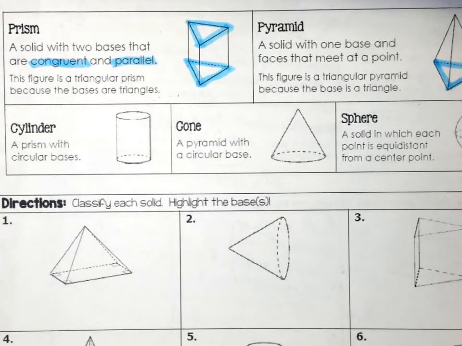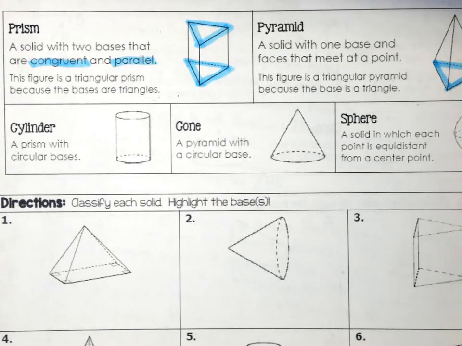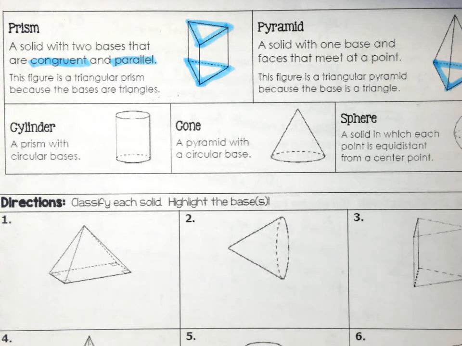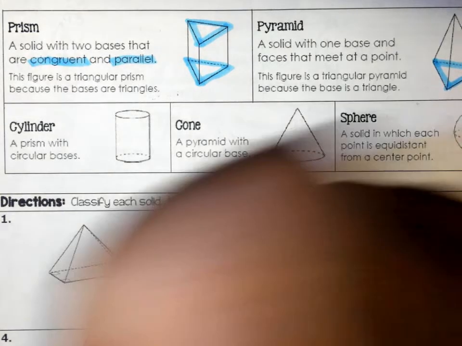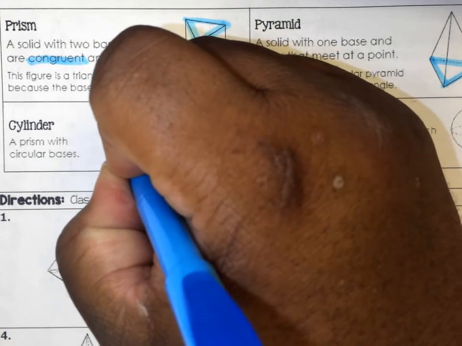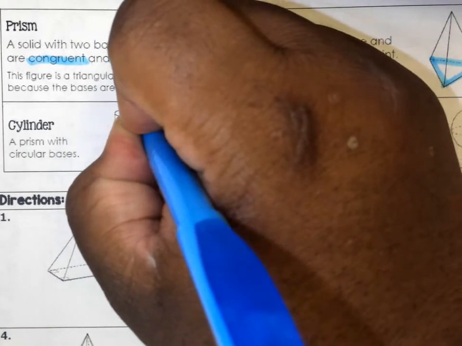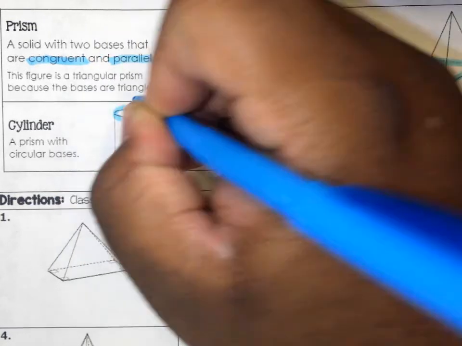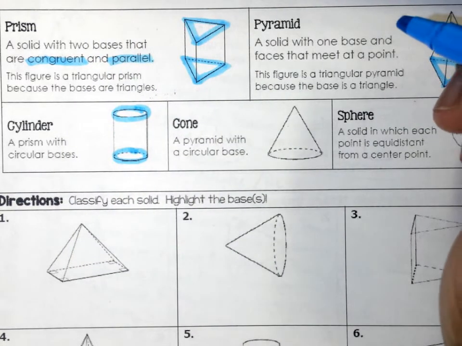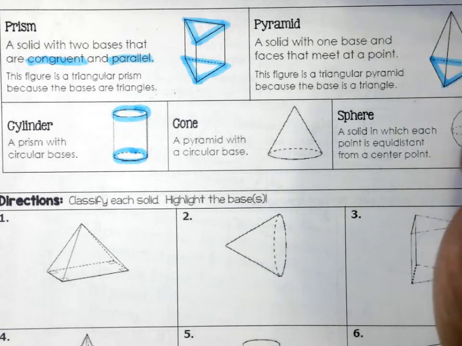And then you have a cylinder. A cylinder is considered a prism. Only thing is we call it a cylinder because it's circular shaped. A cylinder is a prism with circular bases. The reason it's considered a prism is because of the 2 parallel circular bases. But we'll never call it a circular prism or anything like that. We call it a cylinder.